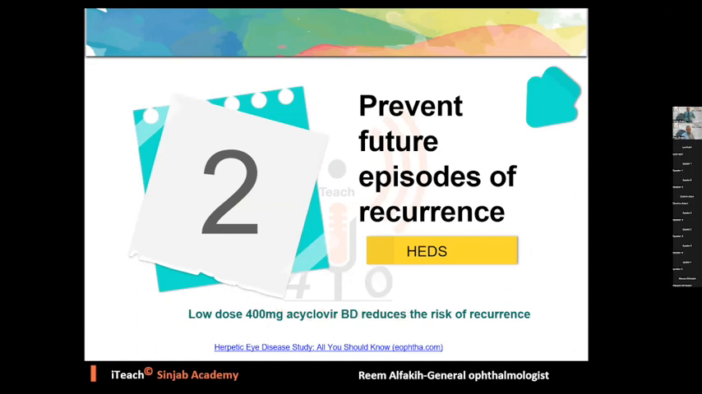And the second goal that we must pay attention to is to prevent the future episode of recurrence. As the Herpetic Eye Disease Study mentioned, a low dose of 400 milligram acyclovir 2 times a day would reduce the risk of recurrence. And this is our goal, as we have seen that complications are associated with recurrence mainly.